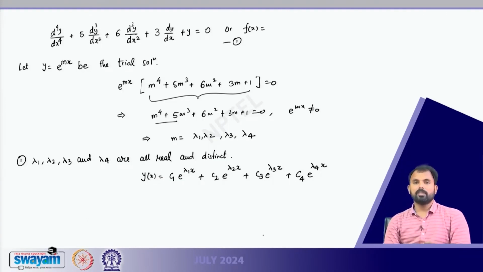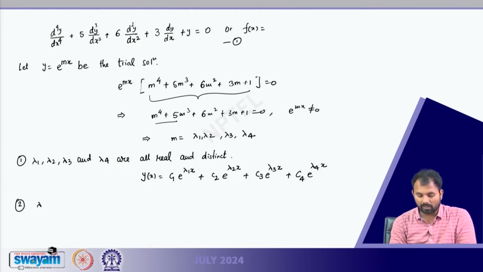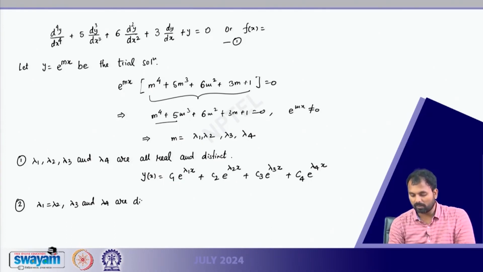Now it may be possible that 2 roots are same or 3 roots are same or all 4 of them are same. So, depending upon how many roots are same, this solution will change. So the second case will be lambda 1 is equal to lambda 2, and lambda 3 and lambda 4 are distinct.